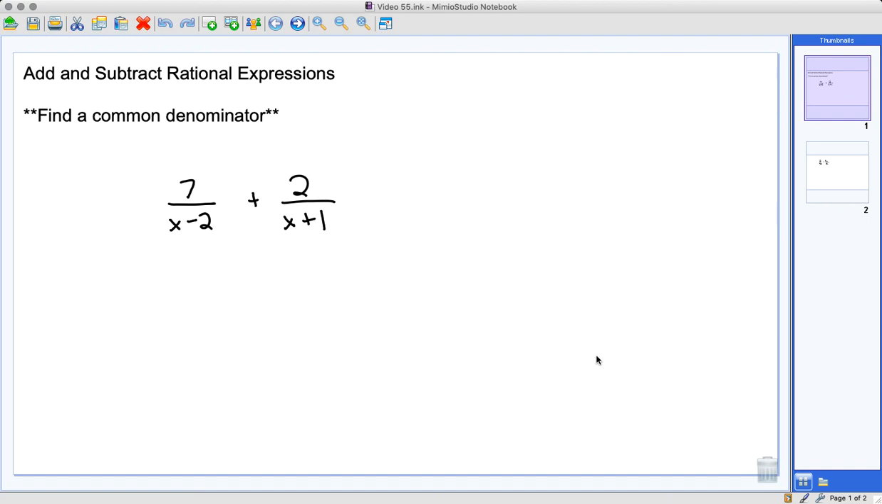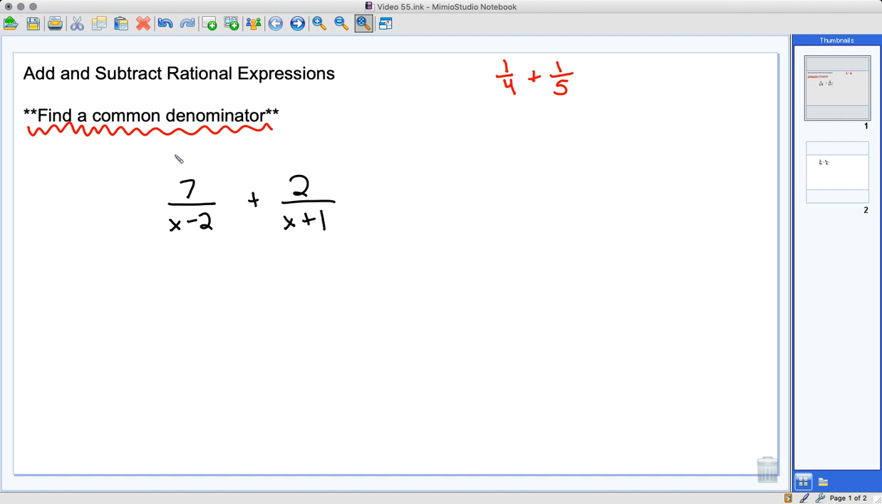This next section is on adding and subtracting rational expressions. Okay, so guys, if you think back to when you learned how to add and subtract fractions, so if I add 1/4 plus 1/5, we don't just get to add them and say it's 2/9. You have to have a common denominator.